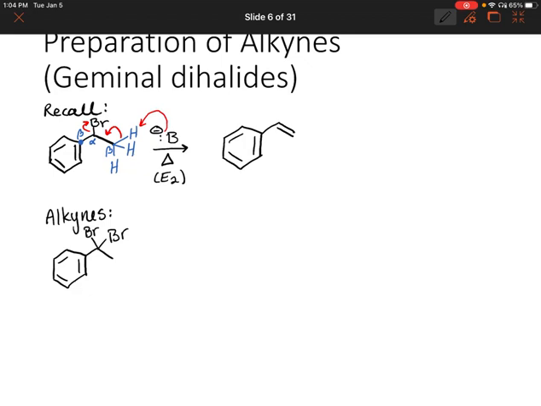Okay. Now this is what we call a geminal dihalide. So dihalide means that we have 2 halogen atoms. And then geminal means that they're bonded to the same carbon. So I like to think about it like the astrology sign, Gemini, which represents twins, right? So geminal dihalide, we've got 2 leaving groups bonded to the same carbon.